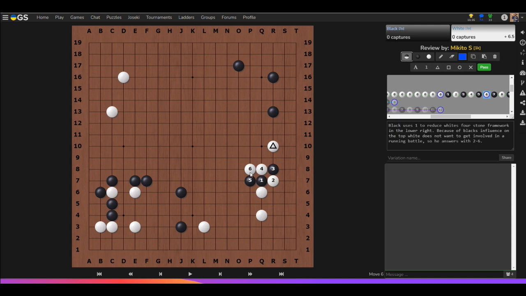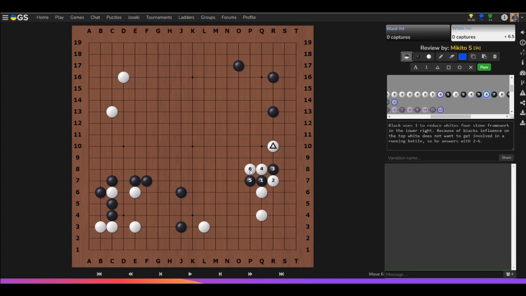And then instead of allowing that ladder, white played 6, right? Black uses 1 to reduce white's 4-stone framework in the lower right. So if we look here, we have a really nice framework for white. And so that's why black played this attachment. Because of black's influence on the top, white does not want to get involved with a running battle. So he answers with 2 and 6.